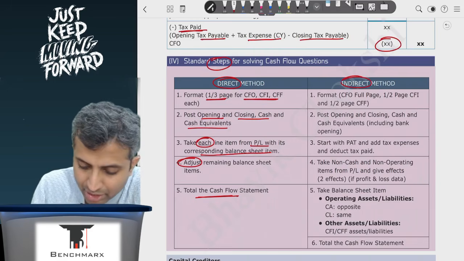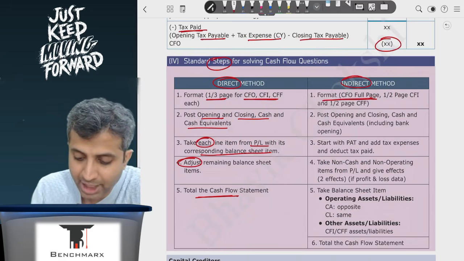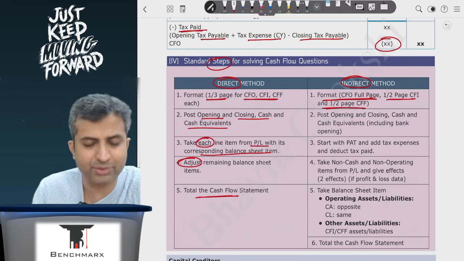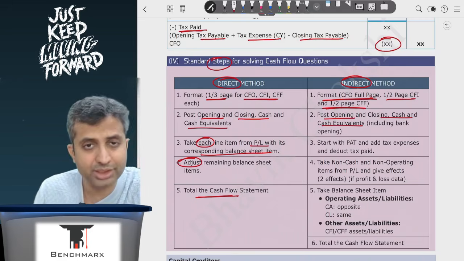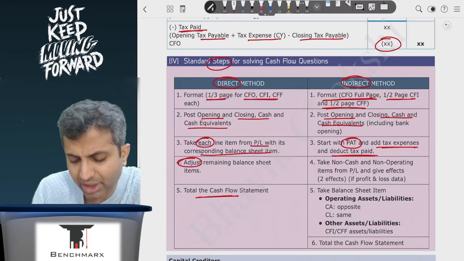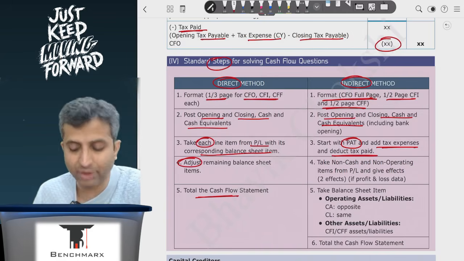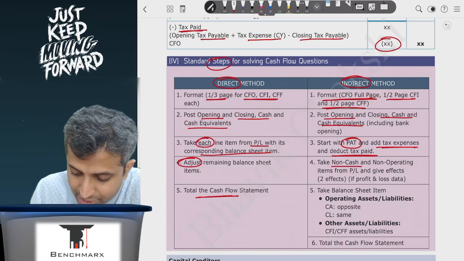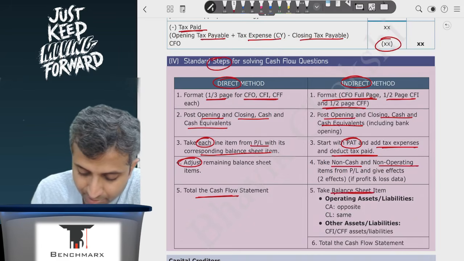Under the indirect method, you keep the full page for CFO because there will be a lot of adjustments. Then half a page for CFI and half a page for CFF. Again the same thing. Post your opening and closing cash and cash equivalents, and then you start with PAT. Add back tax expenses, deduct tax paid, find that tax adjustment, and then go one by one. Take non-cash charges, non-operating items in the P&L and give effect. Take the balance sheet items.